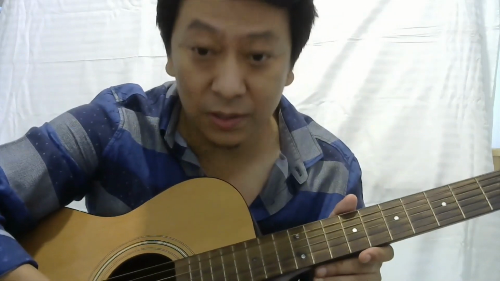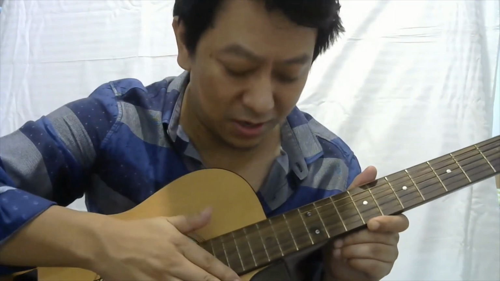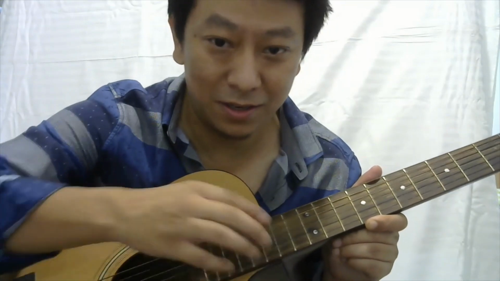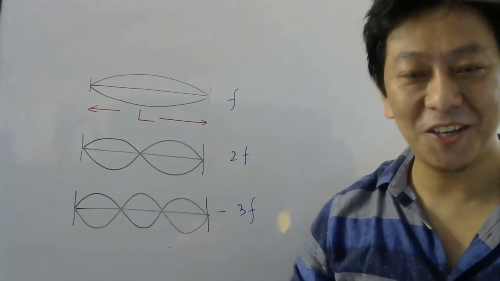So keeping the length same, if I pluck the lowermost string, the thinnest string, it creates a much higher frequency sound than the thickest wire in the guitar, right? Let's continue with harmonics.